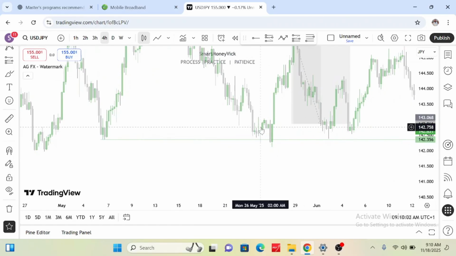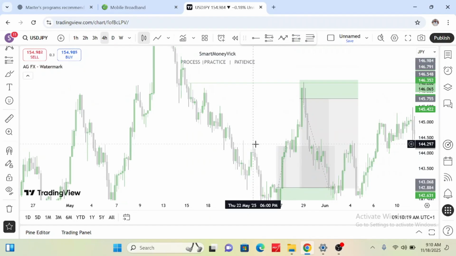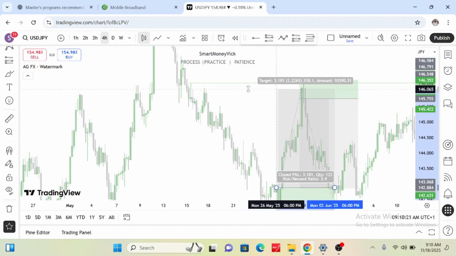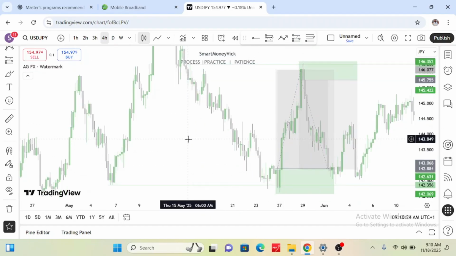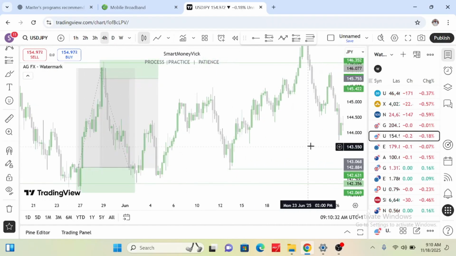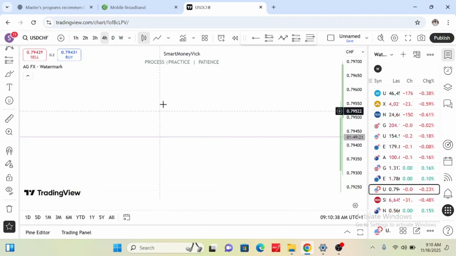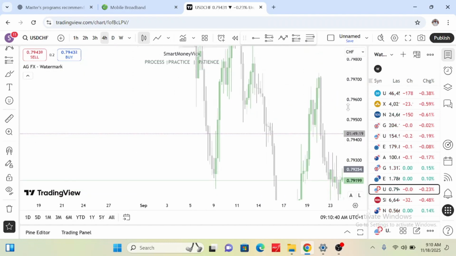So take note of that. Anytime you see an indecision candle like this, stay out of the market and wait until you have an engulfing as a confirmation for you to take a trade. So this is how you would have taken your trade, stop loss right below it, and then you target the opposite side liquidity. All right, so let's look at another pair to compare what we have, so that we don't think that this is specific to one asset. We are currently on USD/JPY. Let's try USD/CHF and see what we have.